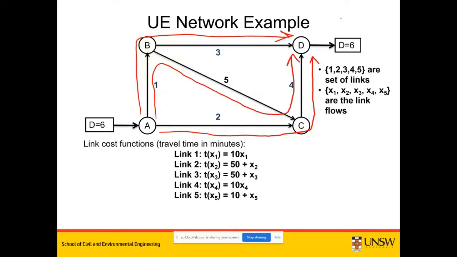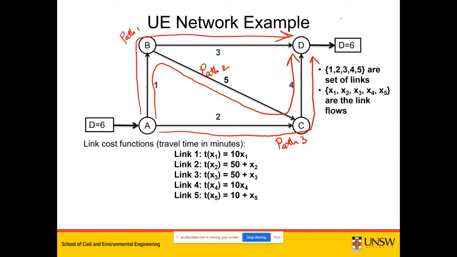So I have three paths, right? So let's call them path 1, path 2, and this one is path 3. So I have three paths going from A to D. Again, the user equilibrium principle says if all these paths are used by travelers at the equilibrium, they must have equal travel times. But what is the travel time of path 1?